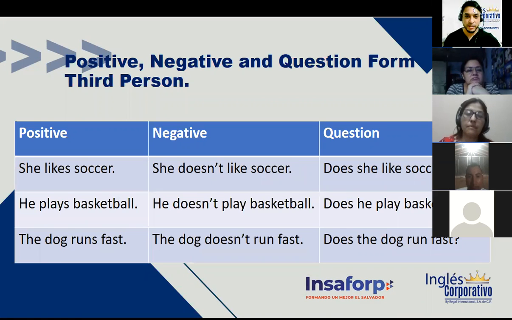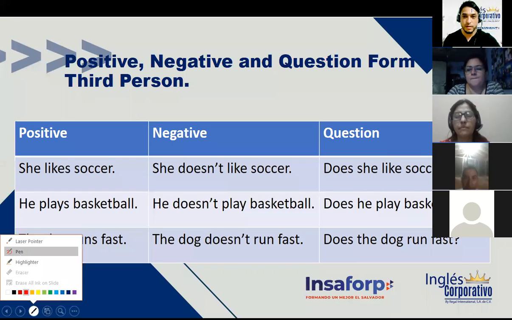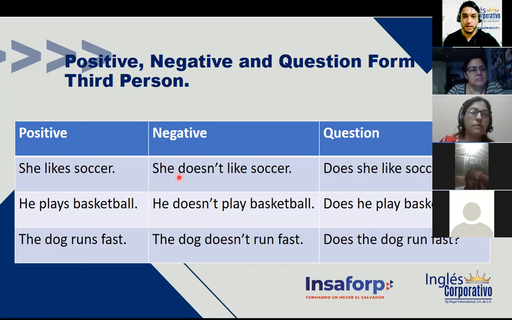We are doing the same in this one, but the only thing is that we are using she, he, and it, for example. So in this case, we are going to add the S, depending on the verb. And instead of do, we use does. For the negative form, we say doesn't. Okay, let's go. I need another volunteer, please.